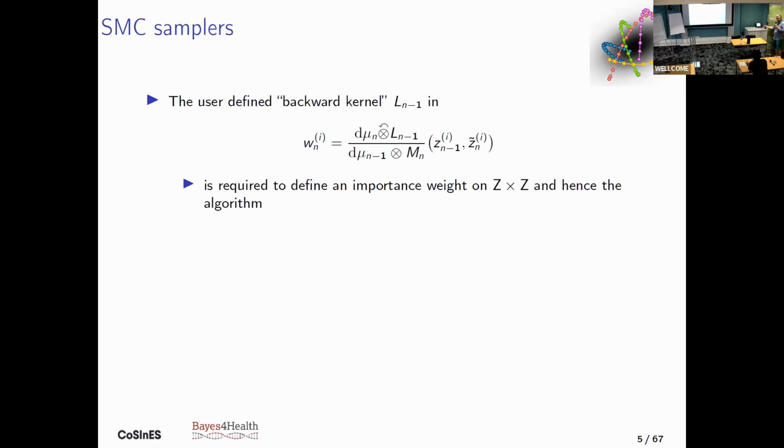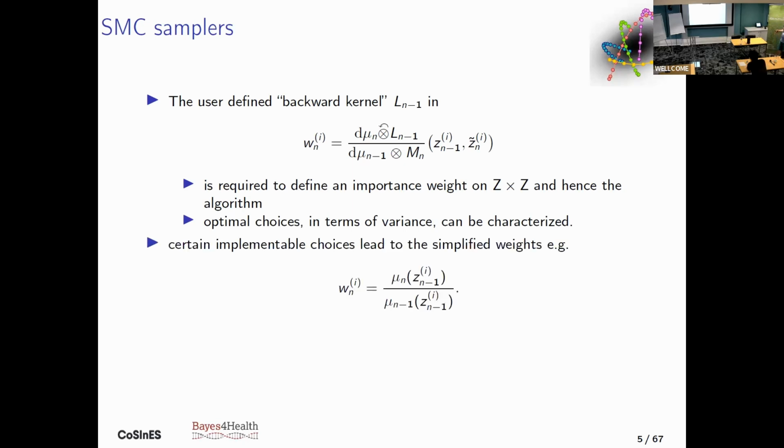This is just a repeat of what I said earlier, that we are performing importance sampling on the joint space. So that's why we need Ln. There's no way around it. There are various choices, and there are some default choices that exist, and some that have good properties, in the sense that the importance weights have a low variance. And this is well understood.